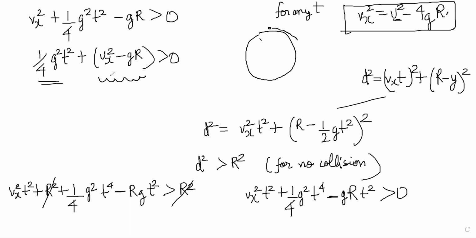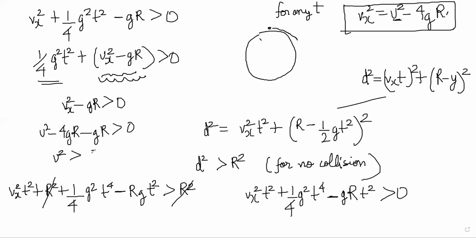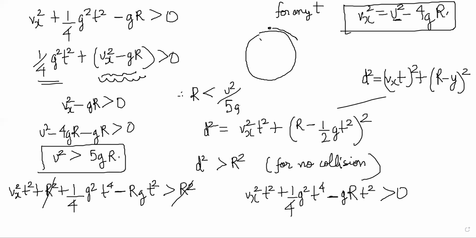So I will ensure this by having that Vx square minus gr is itself greater than 0. And now I can write it as V square minus 4gr minus gr is greater than 0, which gives you the condition V square is greater than 5gr. So that tells you that r should be less than V square by 5g. So that is the condition on the radius, so that the particle that is projected with a speed v just touches the top point of the circle and doesn't collide with the circle anywhere else and crosses over, right?